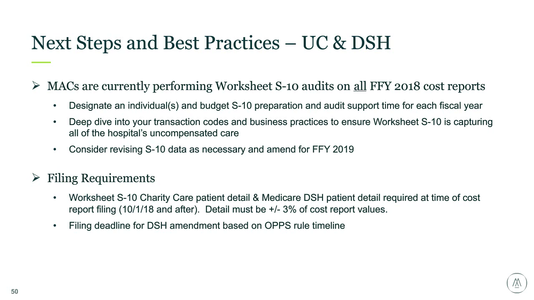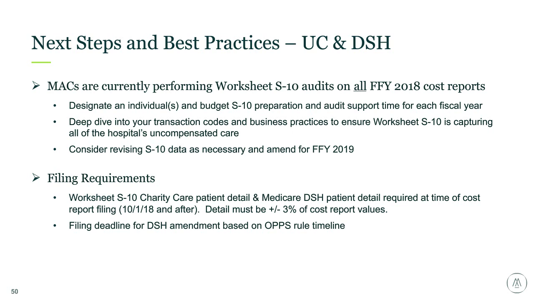requiring that hospitals must submit patient detail that ties to the charity amounts claimed on S10, as well as the Medicare DSH totals at the time of the cost report filing, or that cost report will be rejected. The patient detail must be plus or minus 3% of the cost report values to be acceptable. This requirement began for cost reports starting on or after 10/1/18.